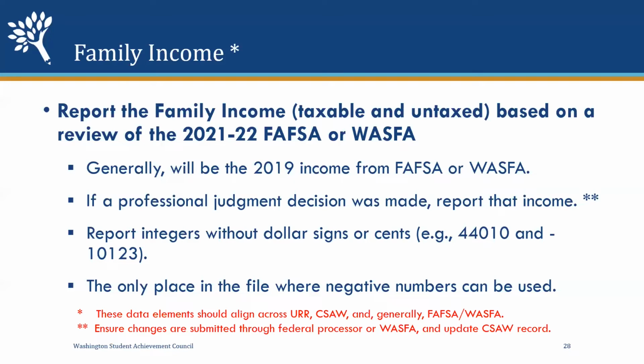Report integers without dollar signs or cents. So for example, if it's 44,010, you just report 44010. Keep in mind, the family income is the only place in the unit record file where negative numbers can be used.